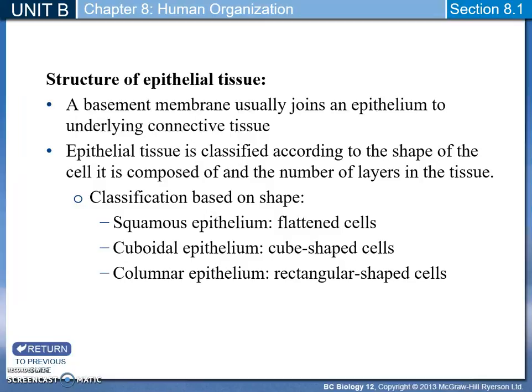So the structure of epithelial tissue: it has a basement membrane and usually joins an epithelium to underlying connective tissue. Epithelial tissue is classified according to the shape of the cells it is composed of and the number of layers in the tissue. Classification based on shape: we have squamous epithelium, sometimes referred to as squamous cell epithelium, which are flattened cells. Then we have cuboidal epithelium, which are cube-shaped cells. And then we have columnar, which are more rectangular shaped cells.